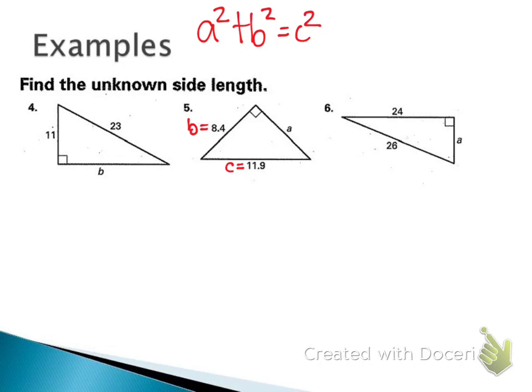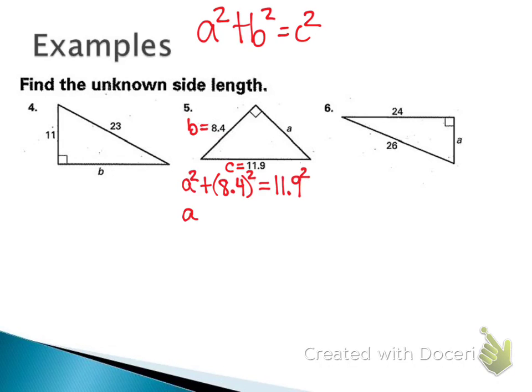What am I going to plug in for A? A, we don't know it. A squared plus, what's going in for B? 8.4 squared equals, what's going in for C? 11.9 squared. Now you would pretty much certainly need or want a calculator on these.